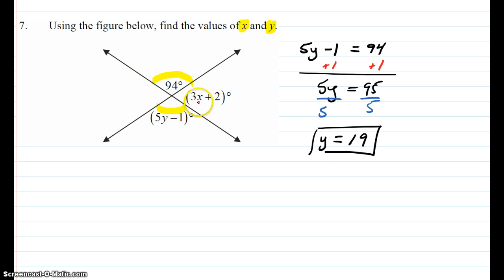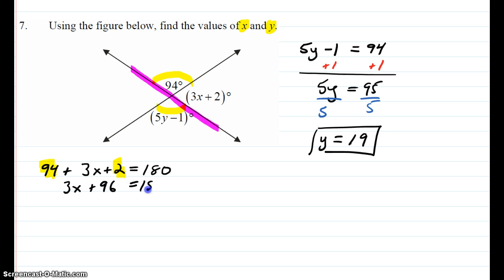All right, now to figure out what the x is, you should notice that these two angles form a linear pair. And so that means that these two angles will add to 180. So we'll take the 94 plus the 3x plus 2, and those two things will add up to 180. First we need to combine our like terms on the left-hand side. There's nothing to combine with the x, so it's just 3x, and 94 and 2 makes 96, equals 180.